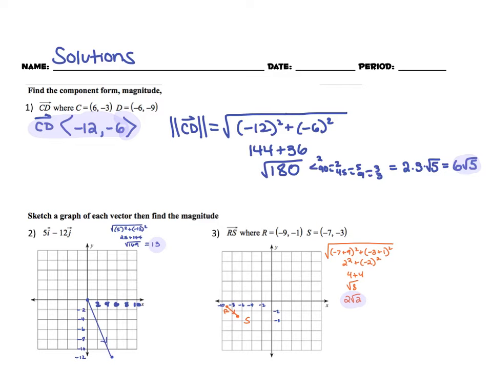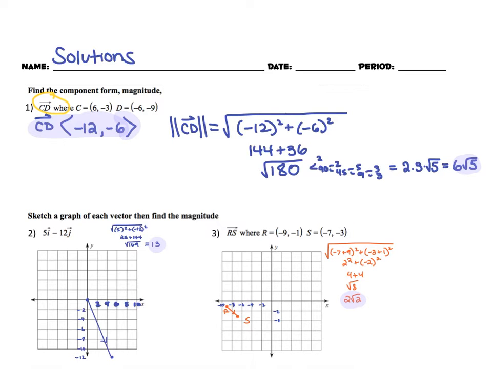How did you get -12 instead of +12? You have to do the second one minus the first one. So remember, it's terminal minus initial. It wasn't labeled initial and terminal, but if you look at the way it's written, the arrow goes over the terminal one. So it's always the last one minus the first one, which won't affect your magnitude, but it will affect your component form.